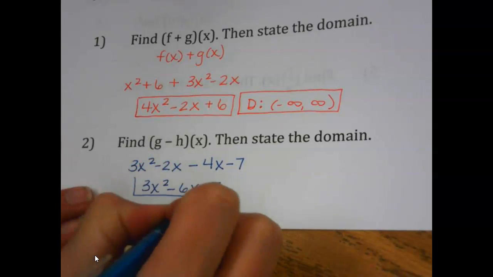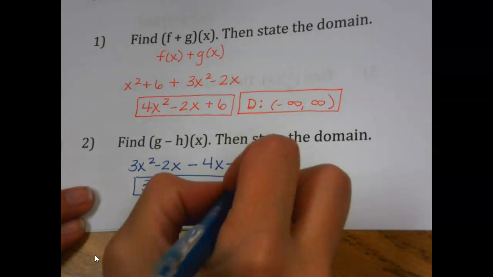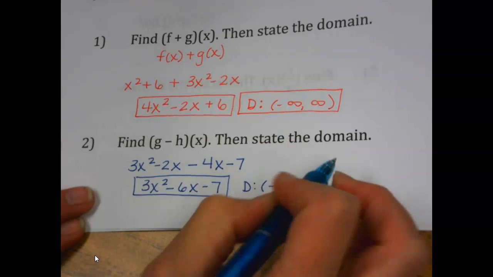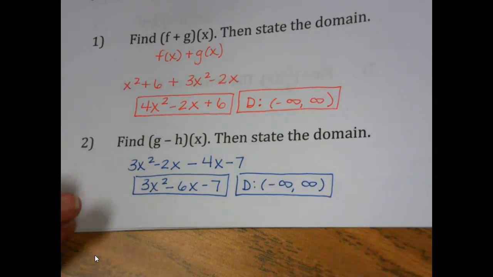All right, then state the domain. Again, this is just a quadratic. Quadratics are okay with all numbers. They don't have any exclusions. So negative infinity to positive infinity.